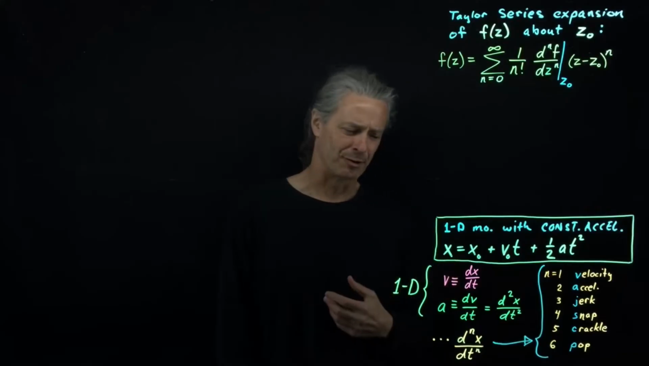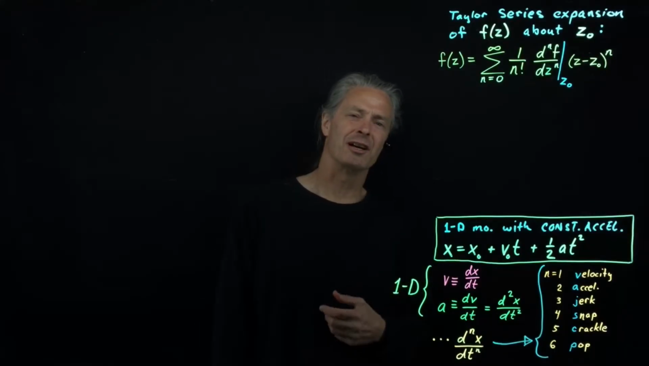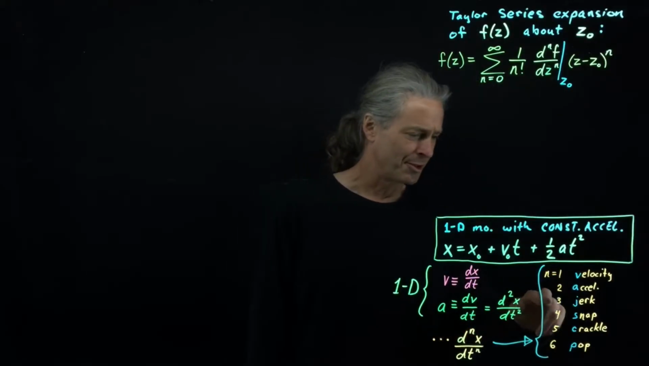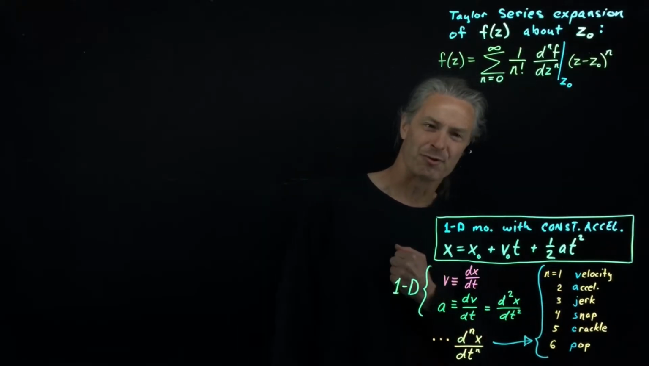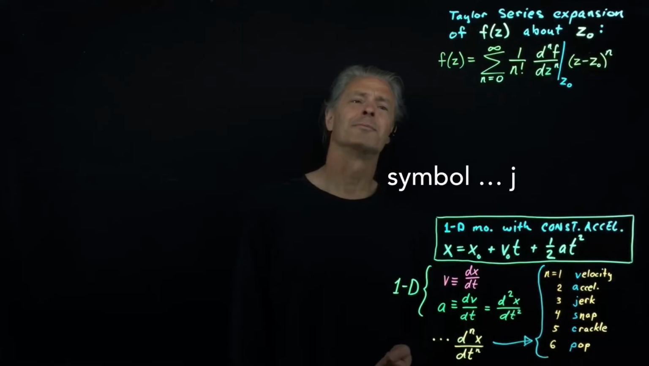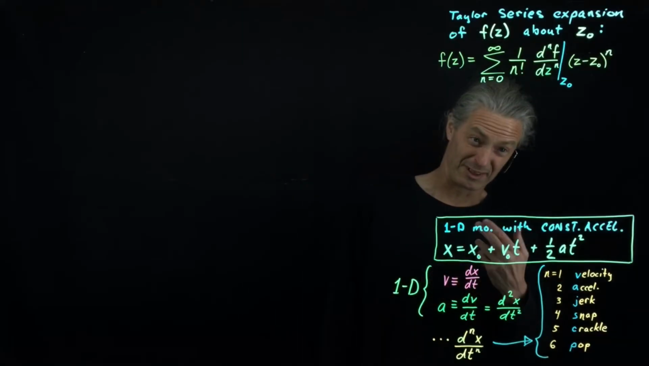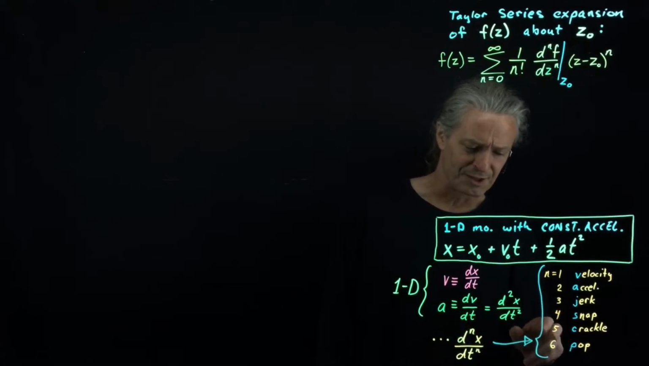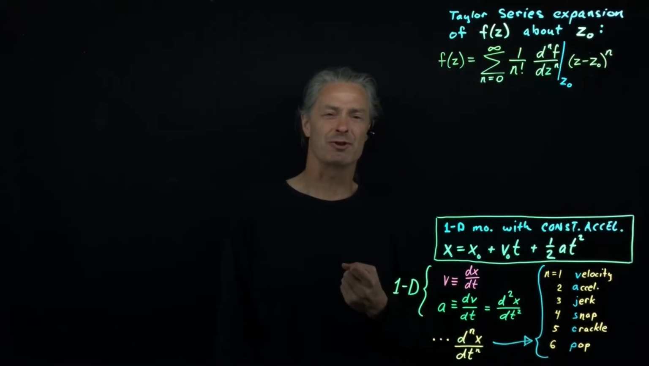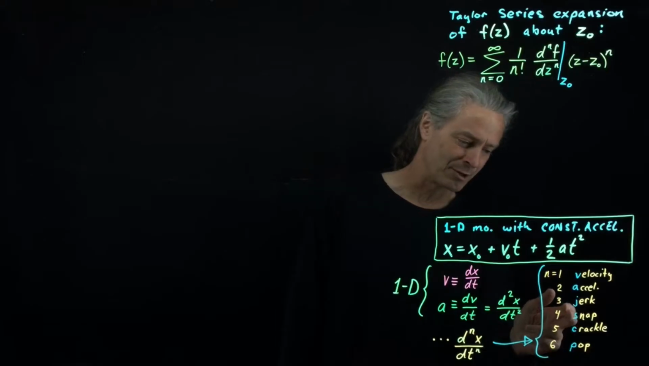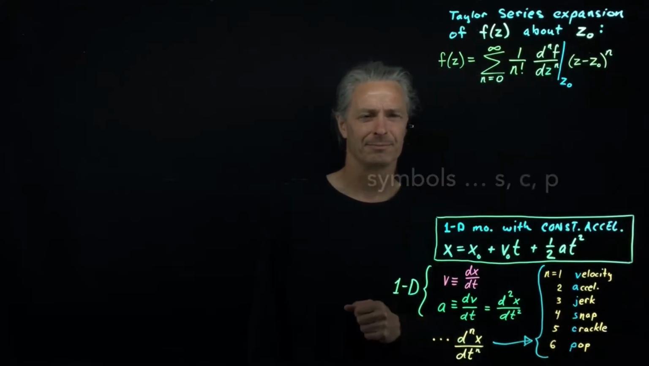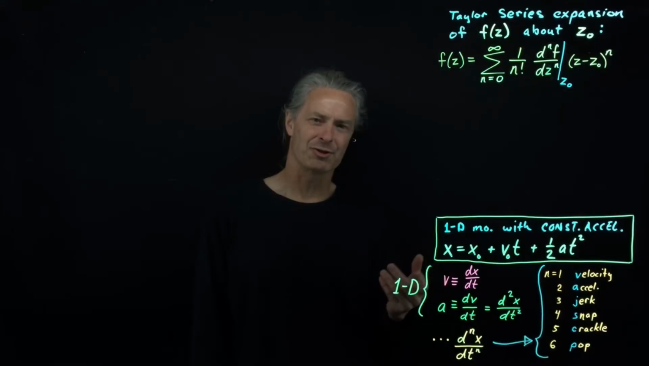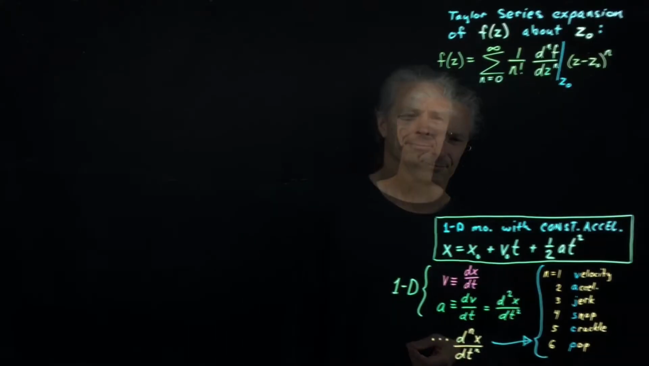The higher order derivatives of the position with respect to time also have names, at least through n equals 6. For example, the third derivative of the position with respect to time is known as the jerk. That's also the derivative of the acceleration with respect to time. Meanwhile, the fourth, fifth, and sixth derivatives of the position with respect to time are known as the snap, crackle, and pop, respectively. We don't really need those names to do what we need to do, but they're kind of interesting, so I thought I'd share them.